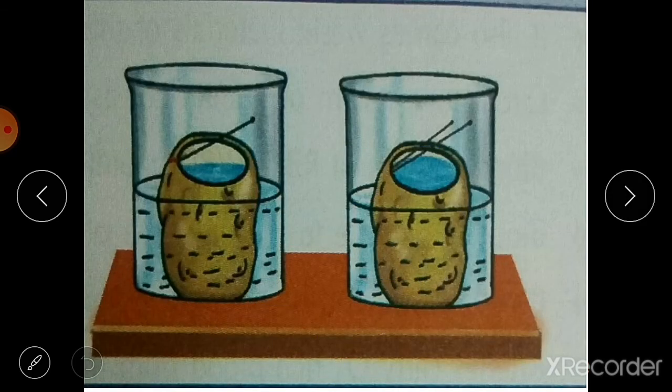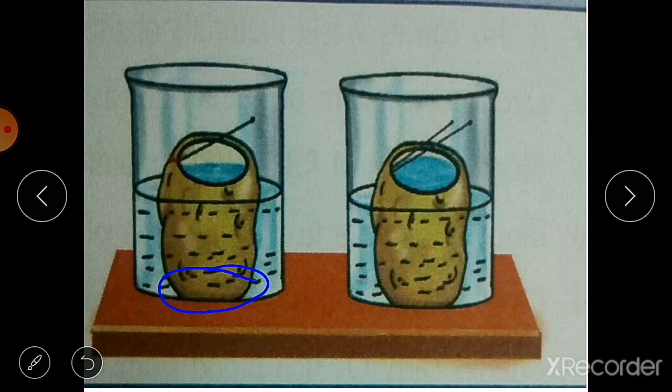Now we can have one activity, and this activity will show the movement of water between the cells, how water moves from one cell to another cell. Now you can see there are two glasses, or two beakers or jars. We have to take a potato and peel off its skin first, then cut one end of it to make a flat base.